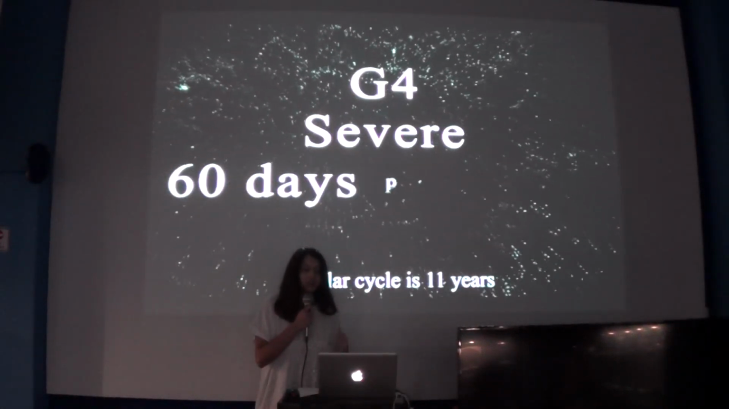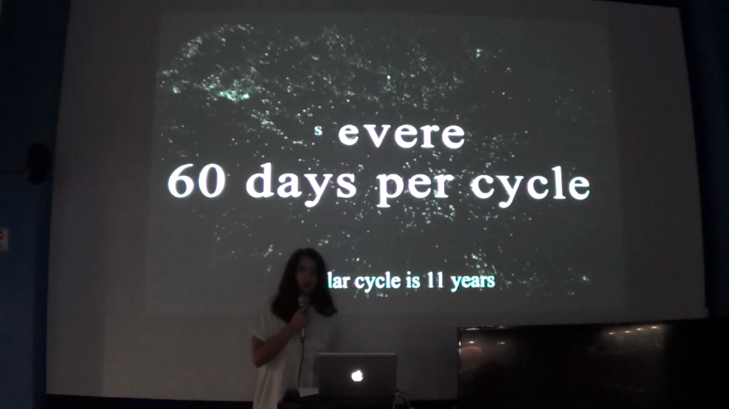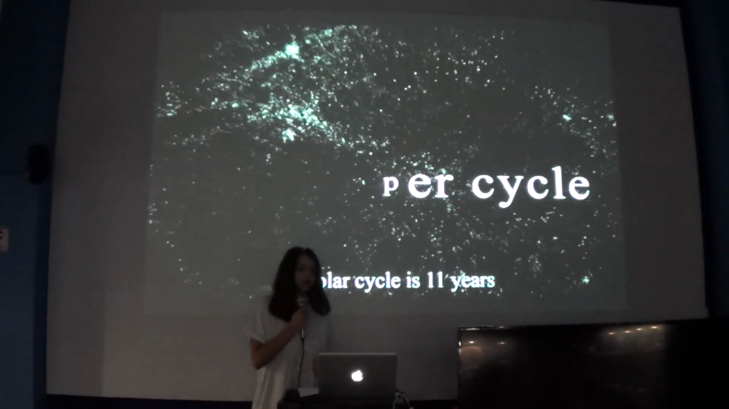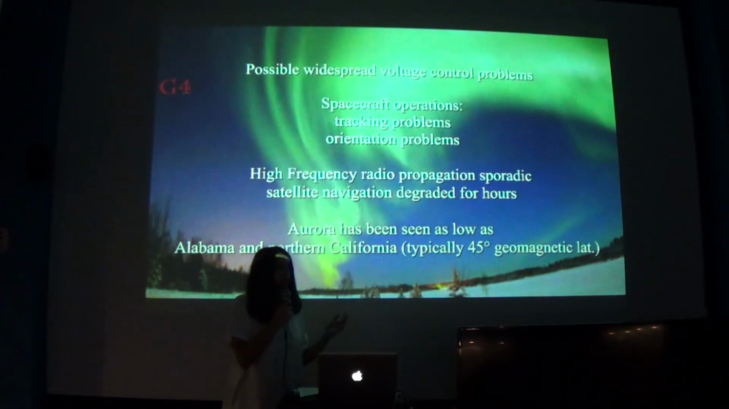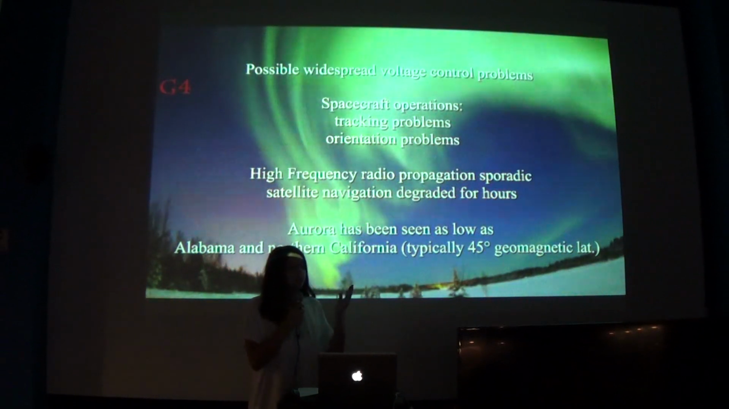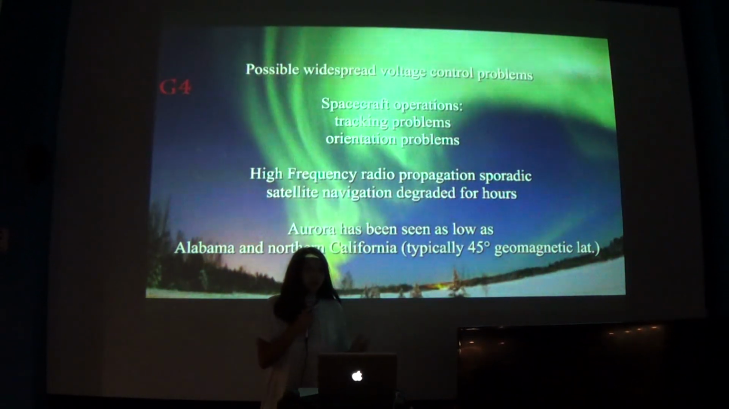G4, severe, 60 days per solar cycle. Possible widespread voltage control problems. Spacecraft operations may experience tracking and orientation problems. High-frequency radio propagation sporadic. Satellite navigation degraded for hours.